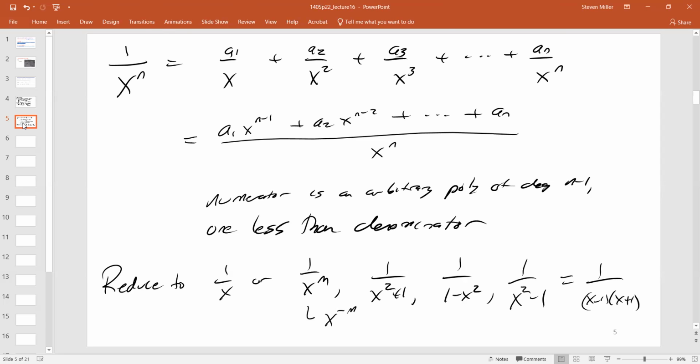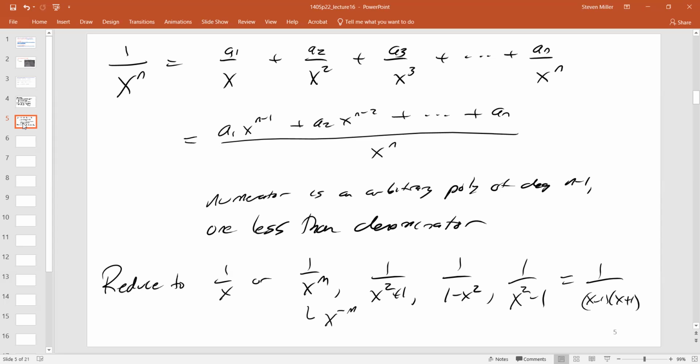What if I have a 1 over x squared? What function has derivative 1 over x squared? x to the negative 1. Almost. Almost. You have to be careful because if I have x to the negative 1, I take the derivative, I get negative 1 x to the negative 2. But you're correct up to a constant. So we can fix that.